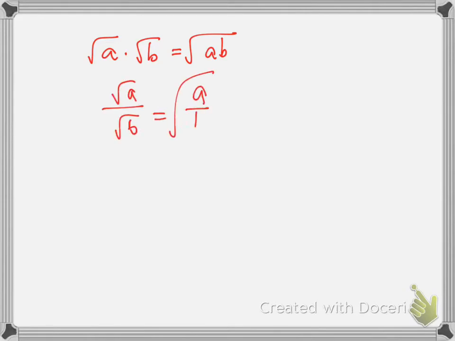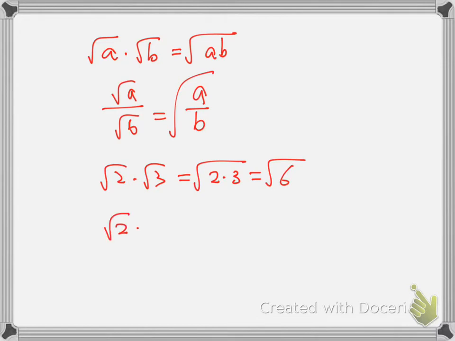So now let's look at multiplication and division. The easier case, we just use these formulas. Radical A times radical B is radical AB. And radical A divided by radical B is radical A over B. So let's look at the easier case. Square root of 2 times square root of 3 is square root of 2 times 3, which is square root of 6. And then 2 square root of 2 times square root of 30 divided by square root of 5.